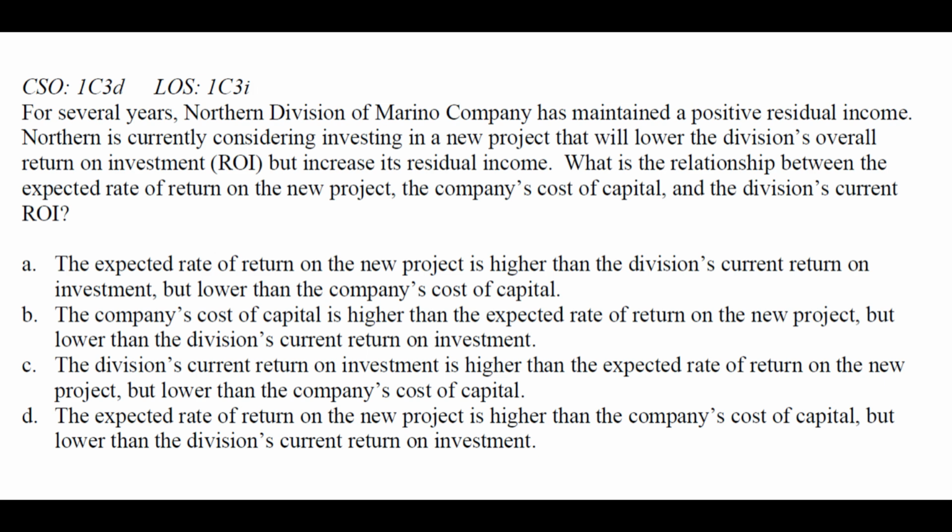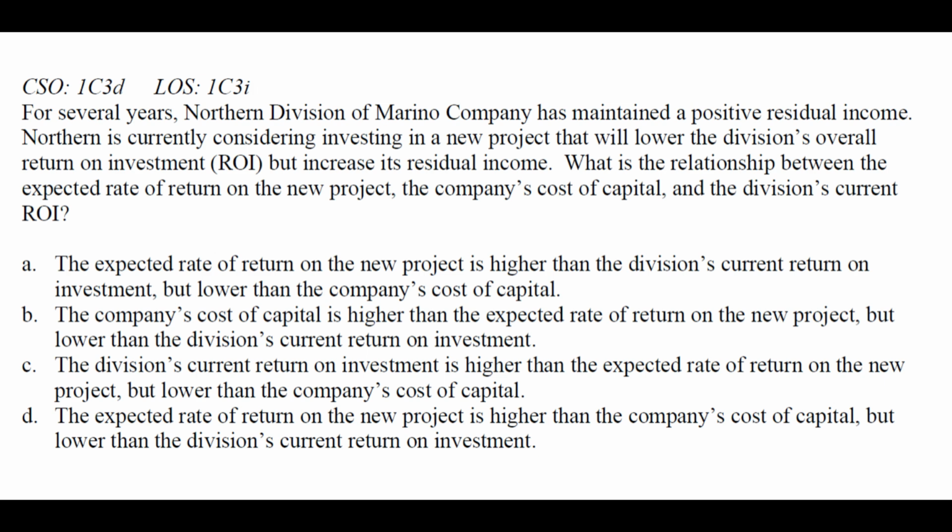alone might discourage. A. The expected rate of return on the new project is higher than the division's current ROI, but lower than the company's cost of capital. Incorrect. If the project return exceeded the division's ROI, overall ROI would increase, not decrease. B. The company's cost of capital is higher than the expected rate of return on the new project, but lower than the division's current ROI. Incorrect. If the project return were below the cost of capital, residual income would decrease rather than increase.